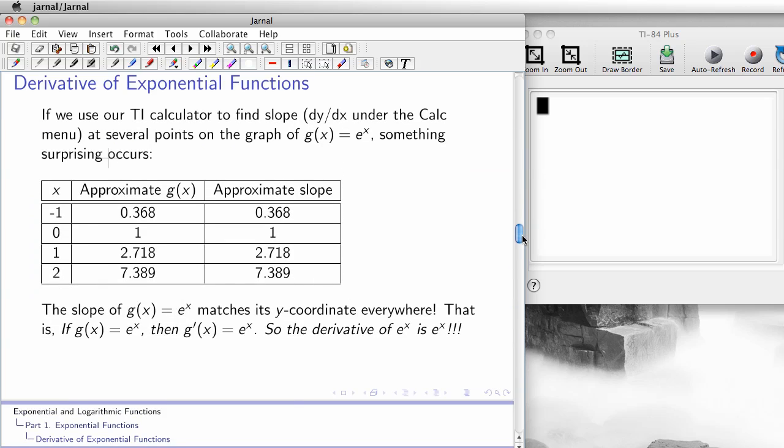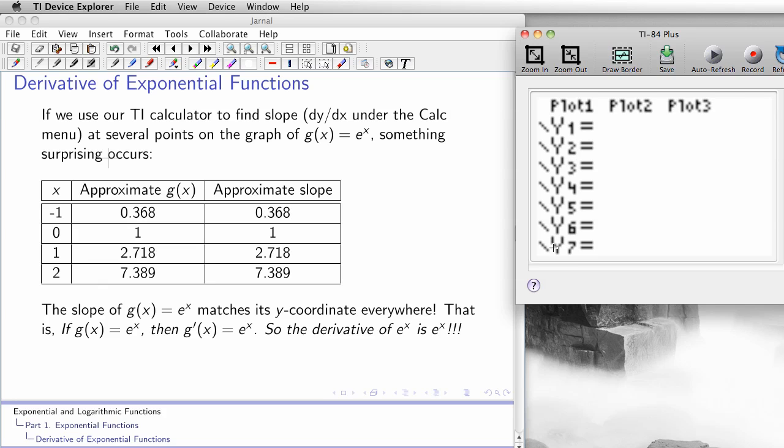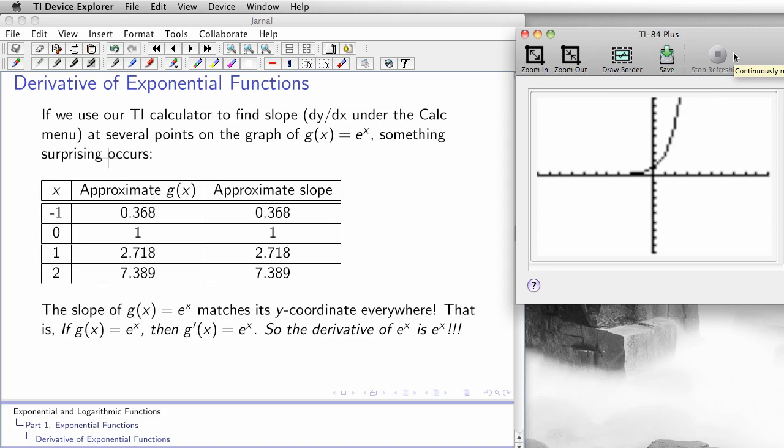If we did go to our TI calculator, which I have plugged in, which is now off, let's see if I can wake it up here. In my TI calculator, I can enter a function, e to the x. So I would enter e to the x power. And then I would hit my graph button to see a picture of this. It'll take a second. So that's what my exponential function looks like.